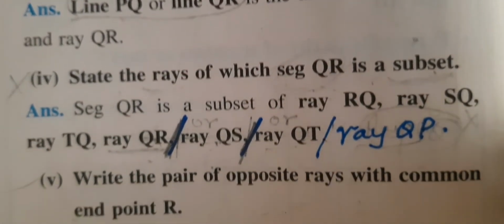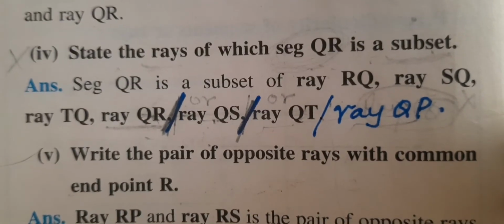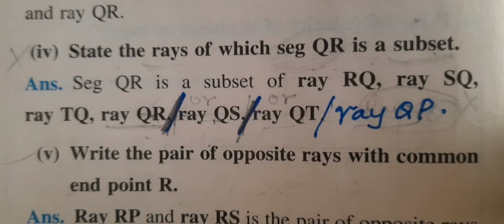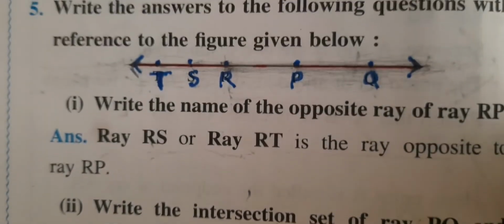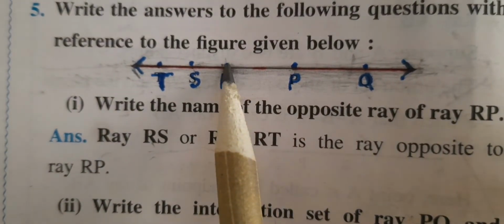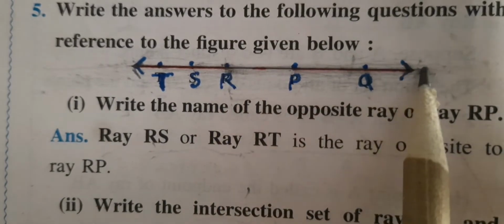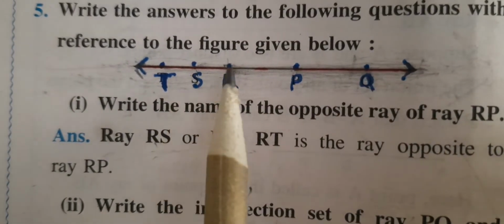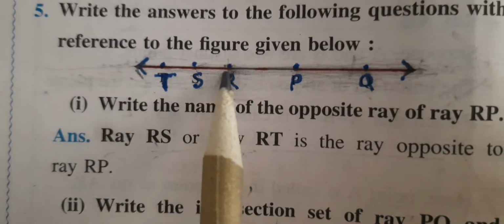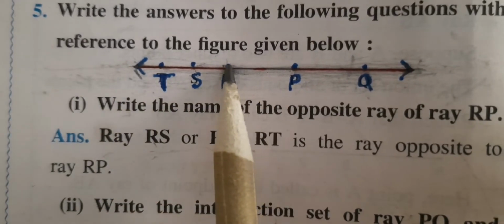Now they want a pair of opposite rays with common endpoint R. Now with common endpoint R, we want opposite rays. See in the diagram. With endpoint R, opposite rays. One will be a ray going in this direction to the right. Another, the opposite ray, will have endpoint R and go towards the left. So these are the two rays which are opposite rays.